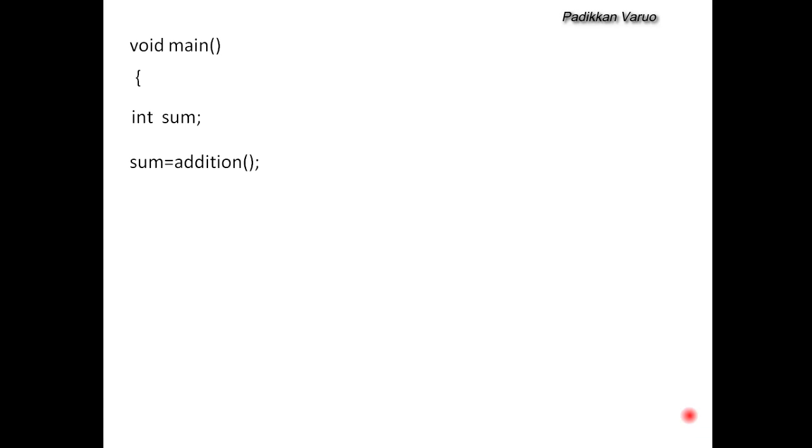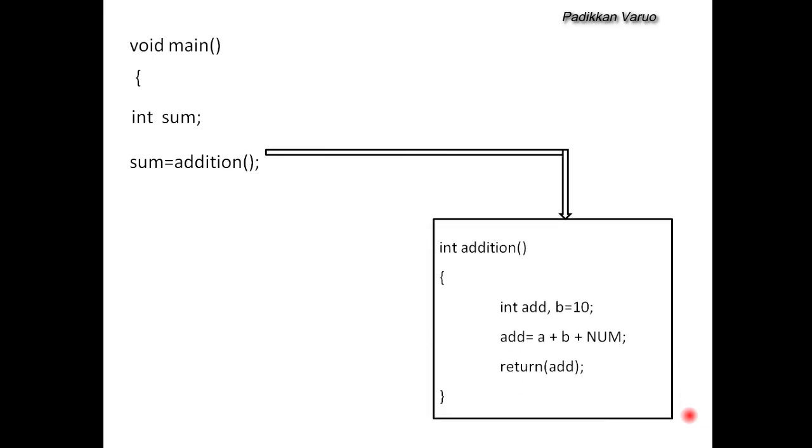And the next line of code is sum equal to addition. What is that? We are calling the user defined function named addition. Next, we will move on to that sub function. Here comes the addition function definition. We have already declared this function in the global declaration section. Now we are defining the function. What do we mean by defining? We are defining what instructions take place, what statements or lines of code are executed inside this user defined function named addition.